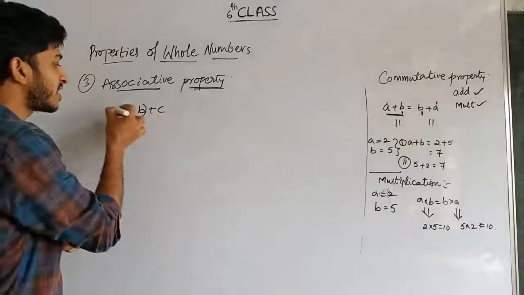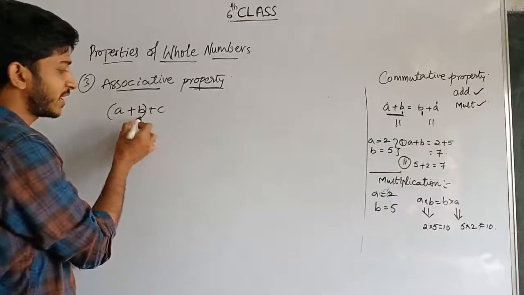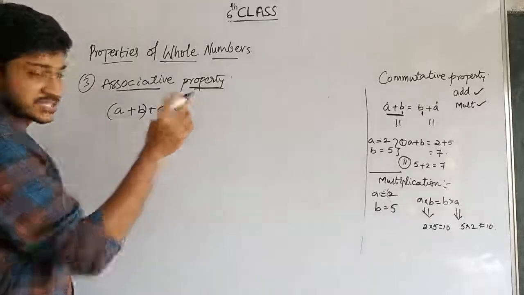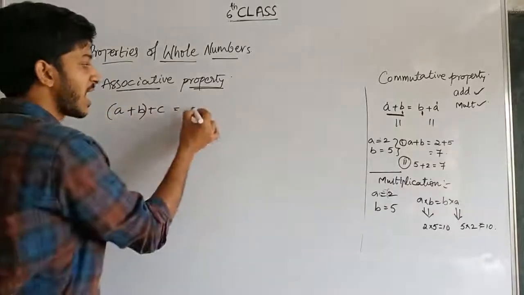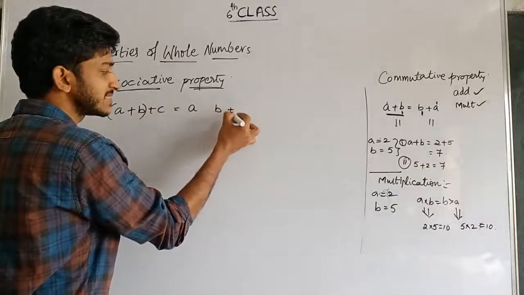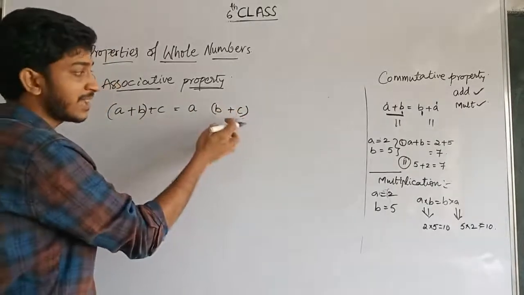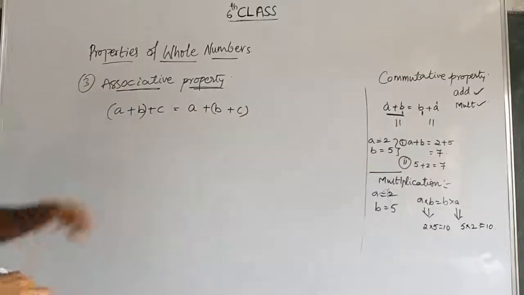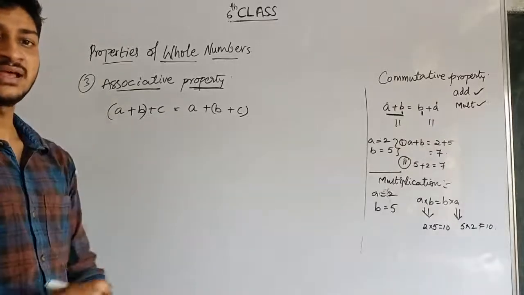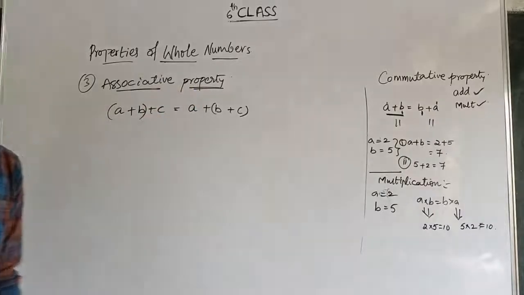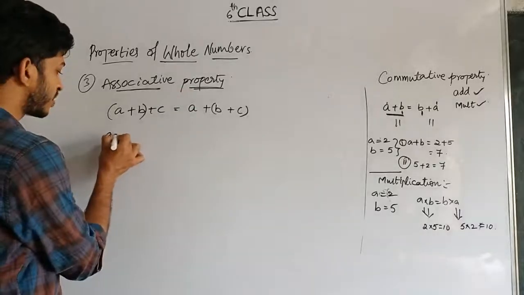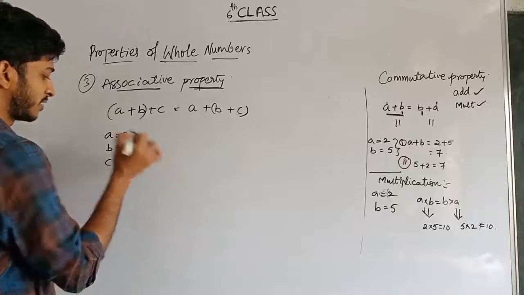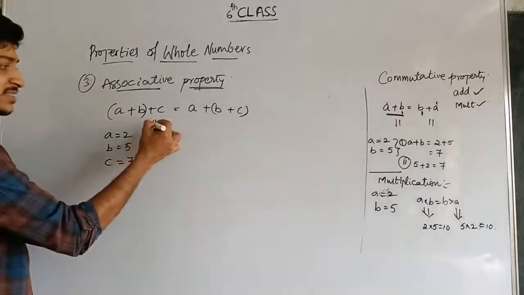Then I am adding first a and b here. Then I am adding c to the sum of a and b. Now this must be equal to first adding b plus c, then adding a to the sum of b plus c. In these two cases, if you get the same answer, then this property is satisfied. See here, I am taking a is equal to 2, b is equal to 5, and c is equal to 7.